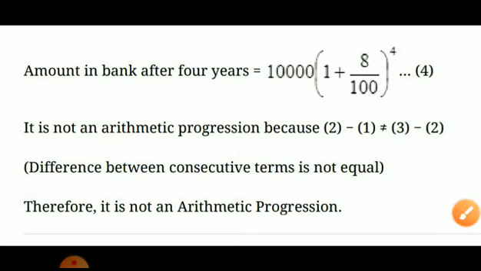So I hope the basic concepts of AP are clear, how to check whether the given sequence is in AP, and if it is given as a word problem, you can just write the terms. Okay, hope this video is clear to you. Okay, thank you.